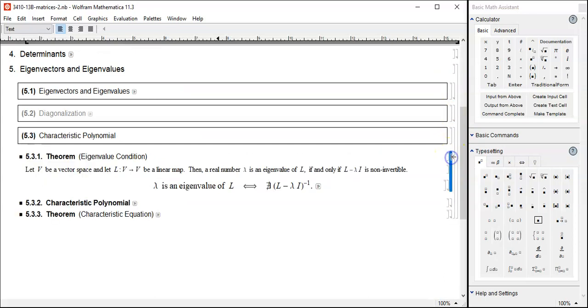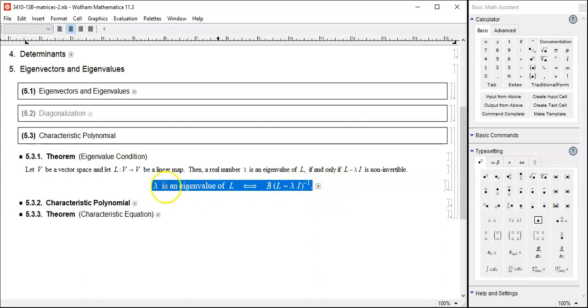All right, let's go. And this is a theorem. Let V be a vector space and let L be a linear map from V to V, so it's a linear operator. Then a scalar lambda is an eigenvalue of L if and only if L minus lambda I is non-invertible. In other words, a scalar lambda is an eigenvalue of L if and only if the operator L minus lambda I inverse does not exist. Or, L minus lambda I is not invertible.